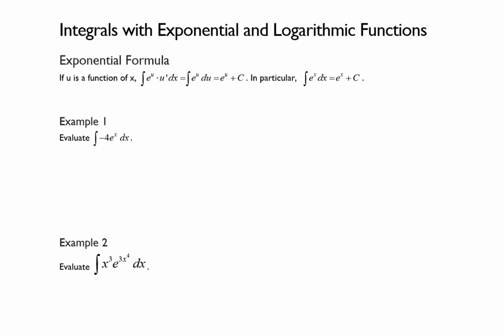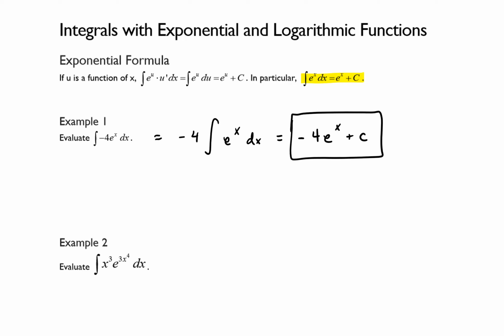So example 1 wants us to evaluate the integral of -4 times e to the x dx. Using integral properties, we can rewrite that as -4 times the integral of e to the x dx, and using this, we can just rewrite this as -4 e to the x plus c, and that is our answer there.